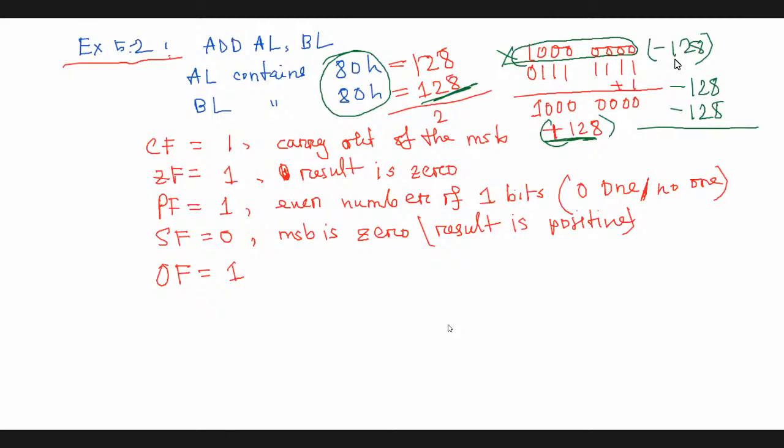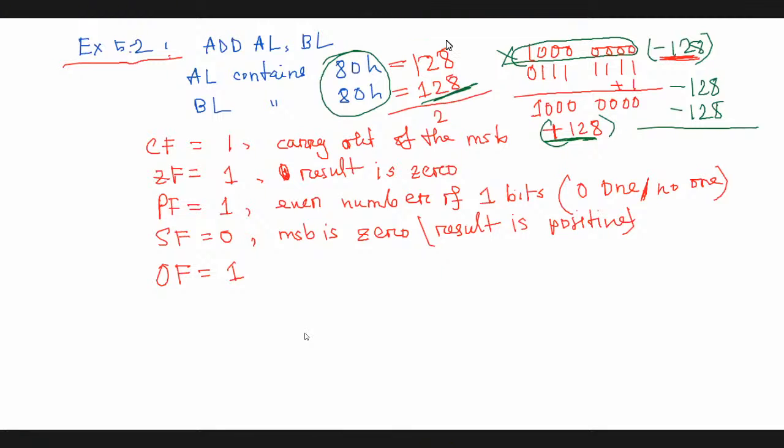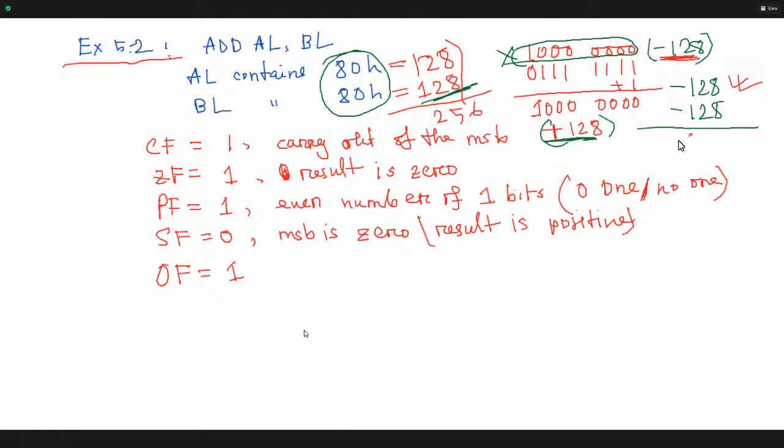This is a tricky one, right? This is the exceptional number. So this is minus 128. So that means in the unsigned case, the result will be plus 256. And if you calculate in the signed case, it is minus 256. Now you got it. This is the signed addition, and this is the unsigned addition. So in the unsigned case, you get plus 256. In the signed case, you get minus 256.